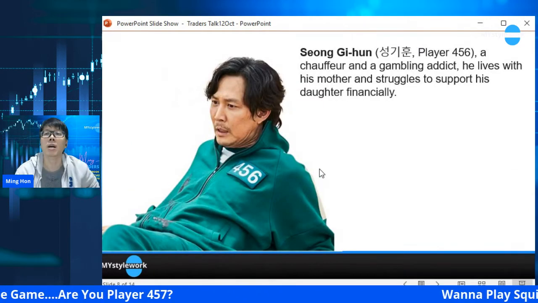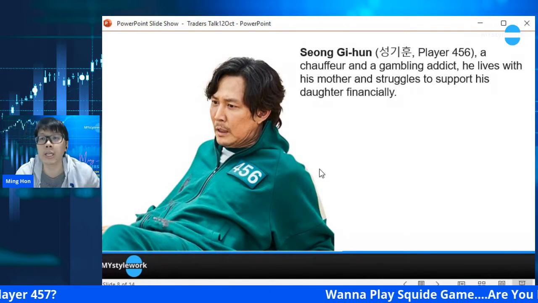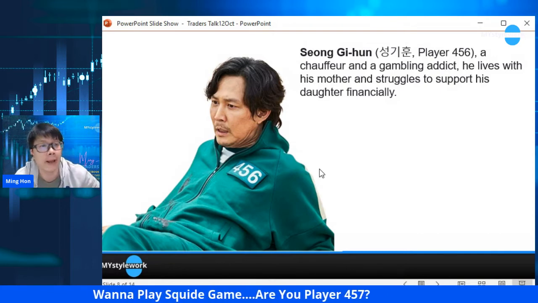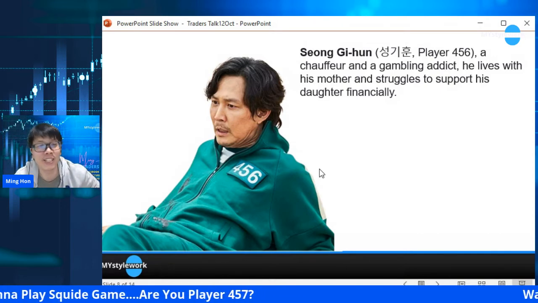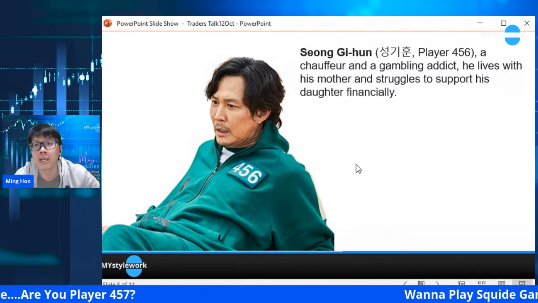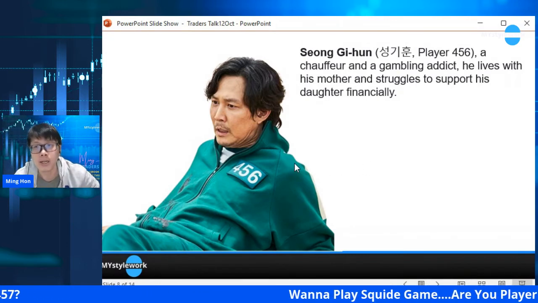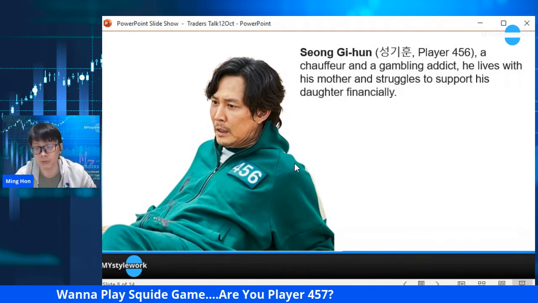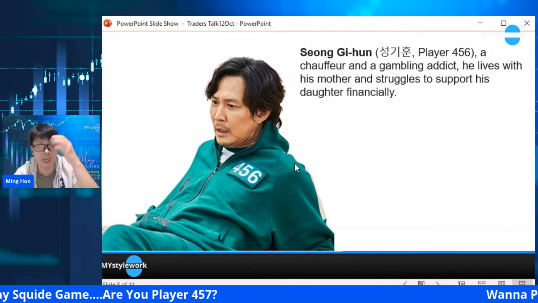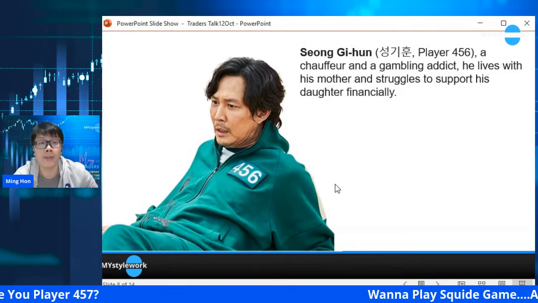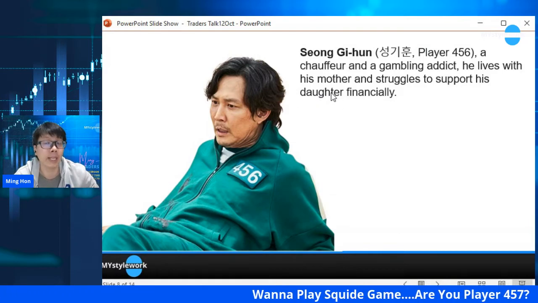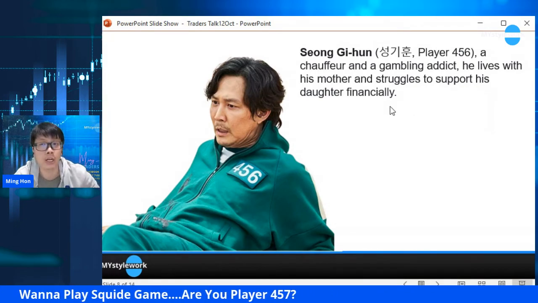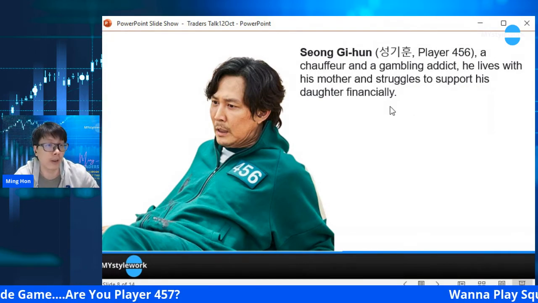The next guy is this guy called Xiao Qihoon. Okay, Xiao Qihoon is something different lah. I hope that you are not this guy lah, because what this guy is, he is actually an addicted gambler. And the first chapter I saw, he was horse racing, and he won some $4 million. Yeah, and he has a job as a chauffeur, but I think he lost his job, and he lives with his mother, and he struggles to support his daughter financially.